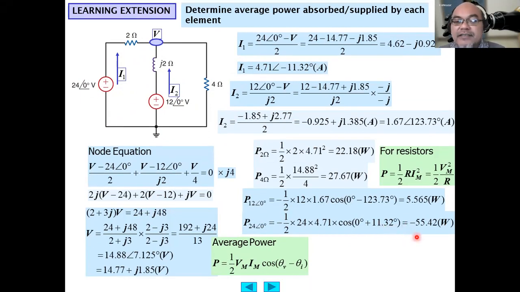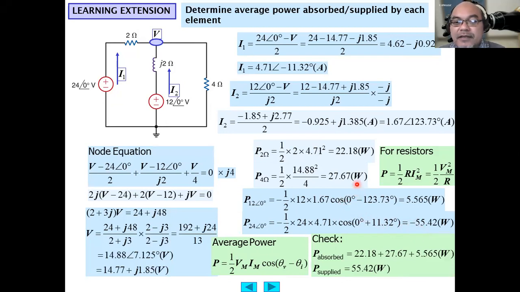Okay, then we can check using Tellegen's theorem. The power absorbed is the positive values: 22.18 plus 27.67 plus 5.565 watt. The power supplied is 55.42 watt. Are they equal? Yes, they are equal, more or less around this value. Okay, any questions?